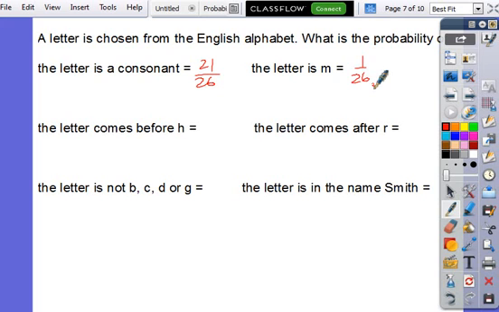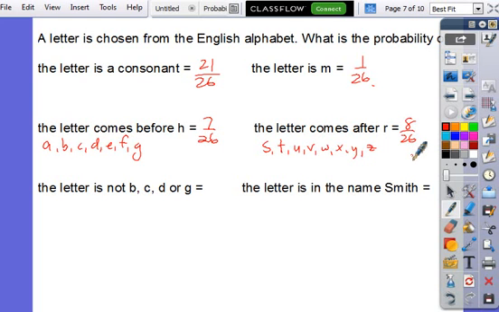The letter comes before H. If you need to, write them down. There's my ones that come before H. So there's 3, 4, 5, 6, 7. The letter comes after R. 1, 2, 3, 4, 5, 6, 7, 8. So 8 out of 26. Well, now that I can simplify, that would be 4 out of 13. If you need to write them down, write them down. There's nothing wrong with writing this stuff down.